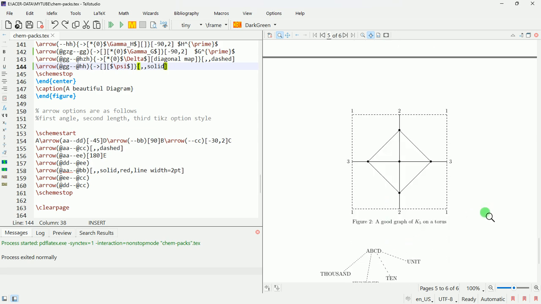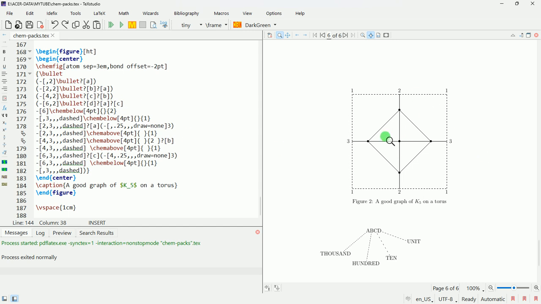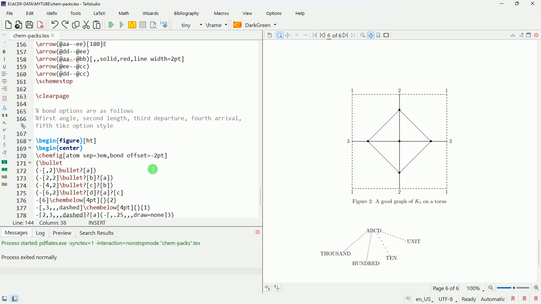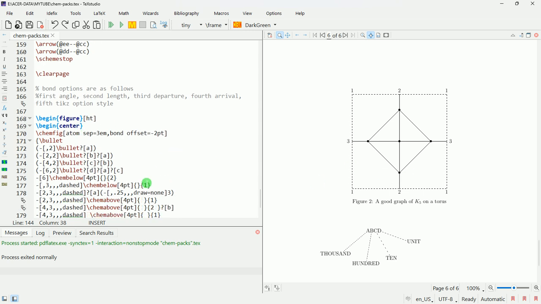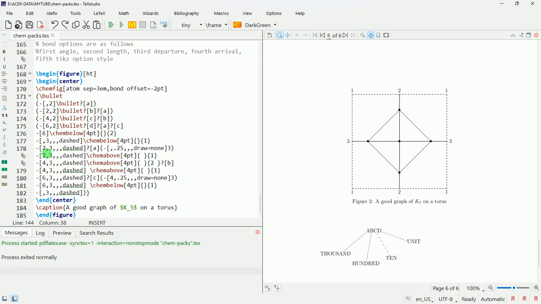Next comes this graph. You see again, for this graph also so many things are done automatically. So for bonds, there are several options. First one is angle, second one is length, third is departure, that means where this bond is starting from, then where it is arriving, fourth one, fifth one is tikz options like styles, etc.